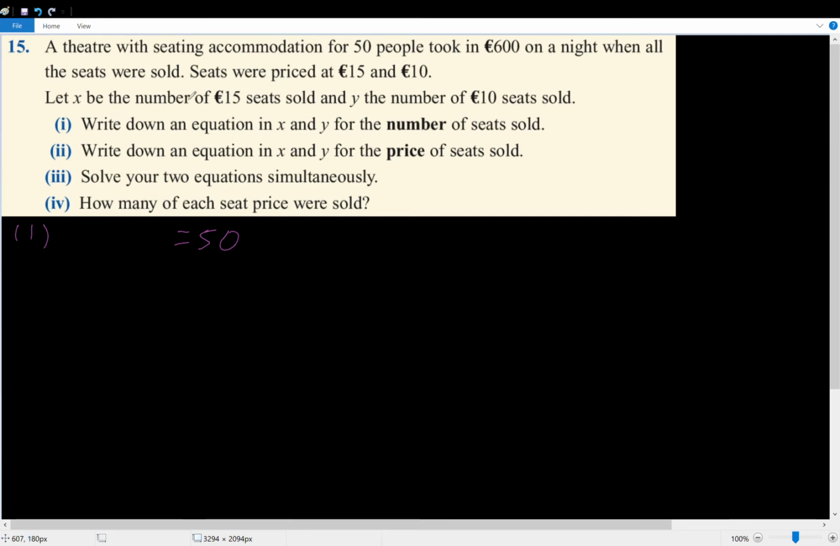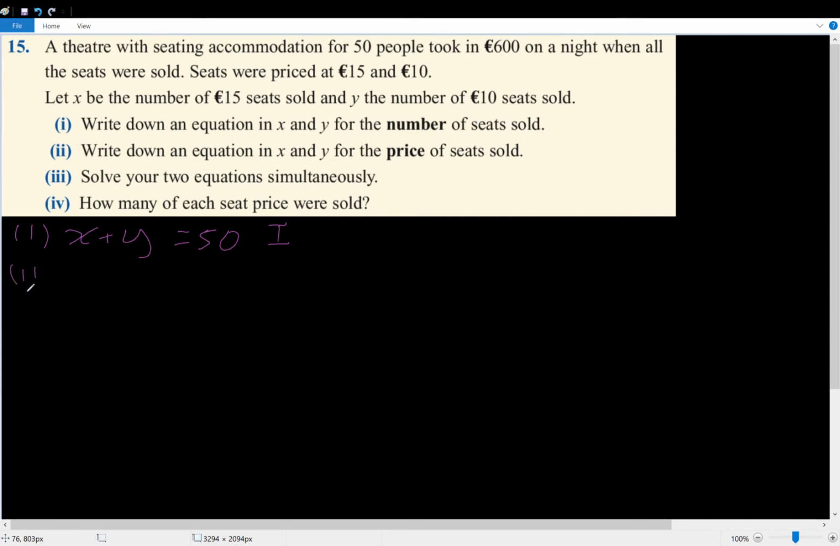Well, X is the number of €15 seats and Y is the number of €10 seats. So if we add the number of both €15 and €10 seats together, we should get 50. So in other words, X plus Y is equal to 50. That's going to be our first equation.